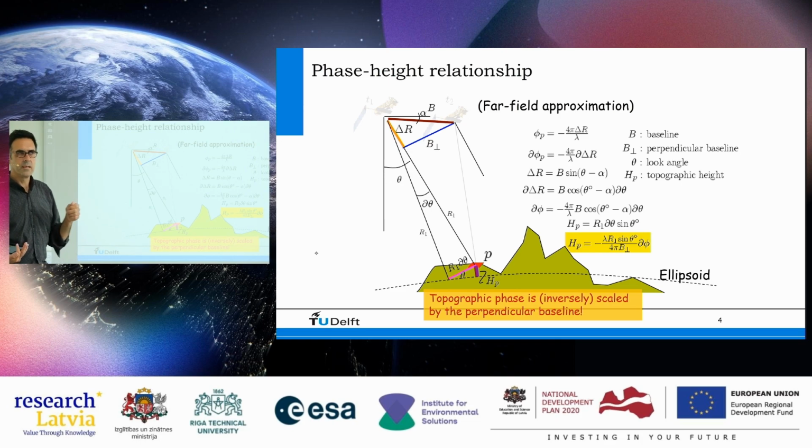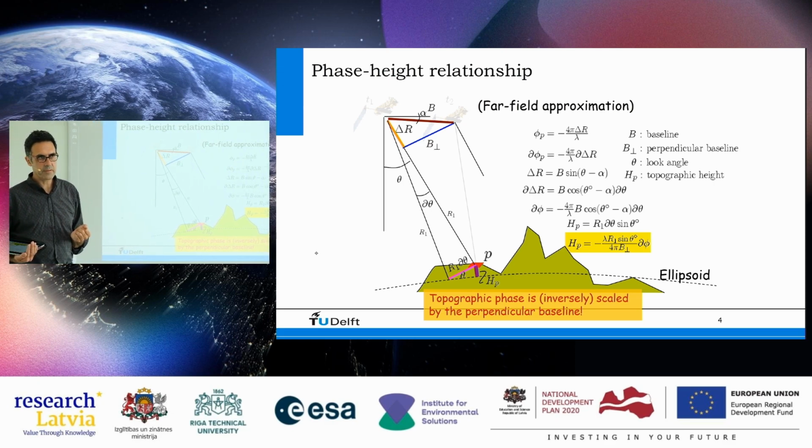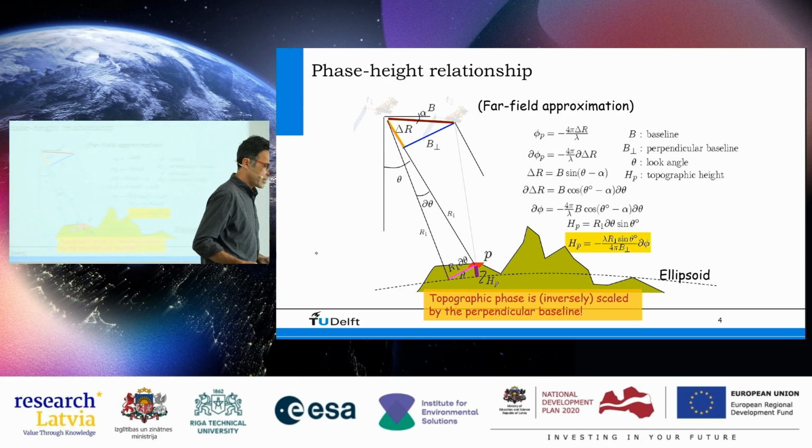So what does that mean? It means that if I have a large separation, then I have very good sensitivity to topography. If I have 0 separation between the satellites, I have no sensitivity to topography. Compare this with, maybe you did this as a kid, right?